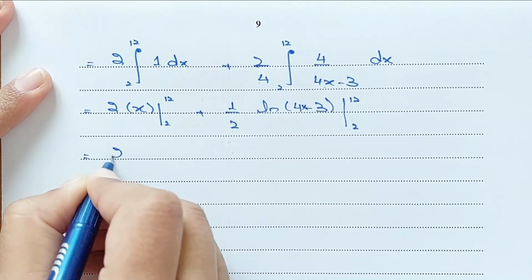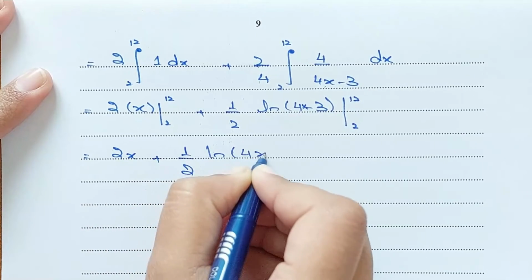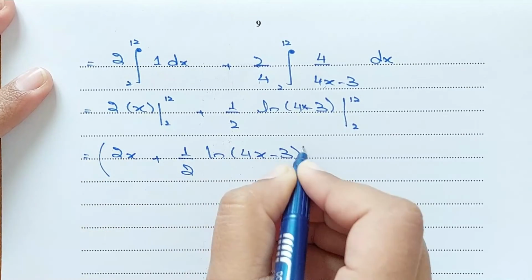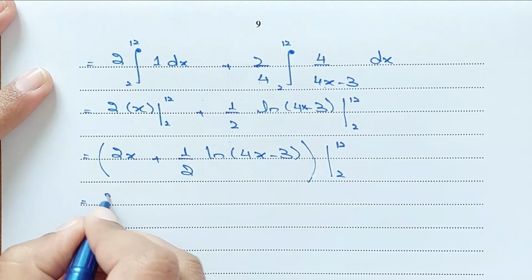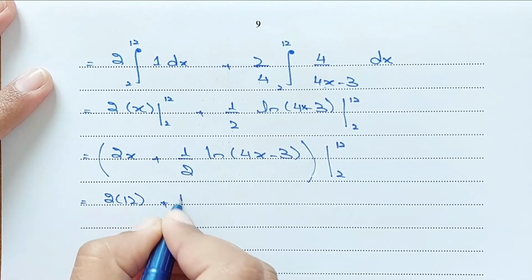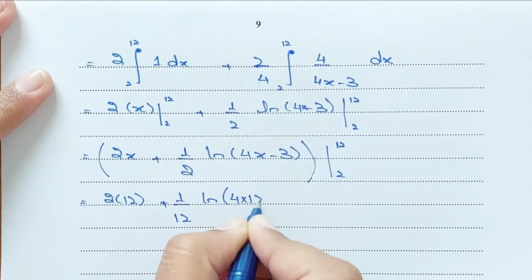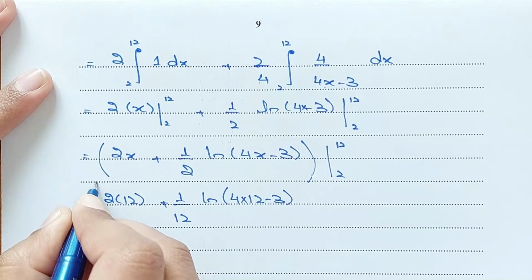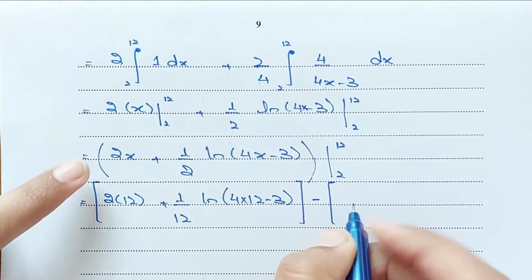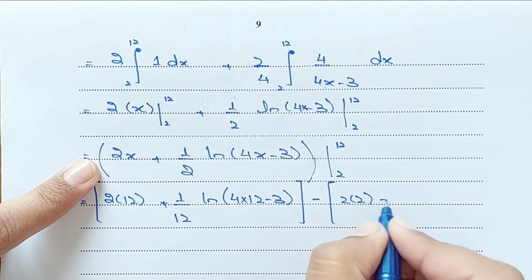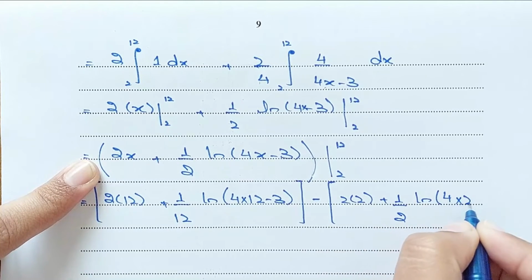Right? So we have 2x plus 1 by 2 ln of 4x minus 3. The limits are from 2 to 12. Let me substitute the limits. The upper limit is 12: 2 times 12 plus 1 by 2 ln of 4 times 12 minus 3. This is the upper limit, minus the lower limit, which is 2: 2 times 2 plus 1 by 2 ln of 4 times 2 minus 3.